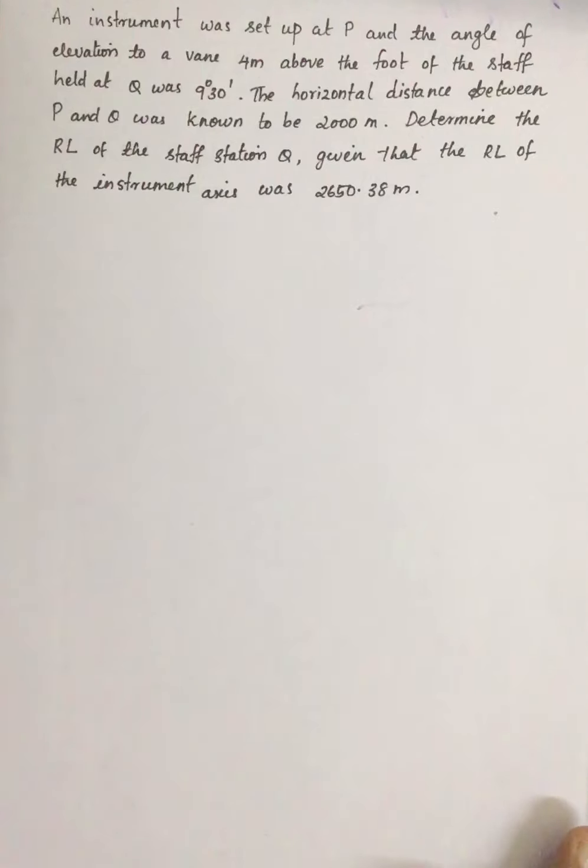An instrument was set up at P and the angle of elevation to a vane 4 meter above the foot of the staff held at Q was 9 degree 30 minutes. The horizontal distance between P and Q was known to be 2000 meters. Determine the reduced level of the staff station Q, given that the reduced level of the instrument axis was 2650.38 meters. So you have to solve this using trigonometric leveling.